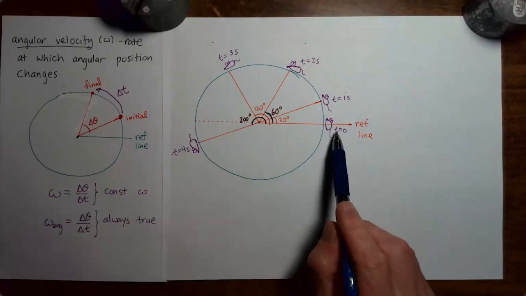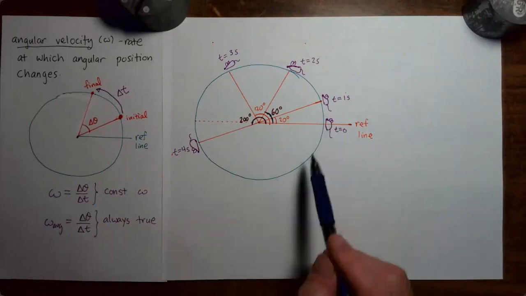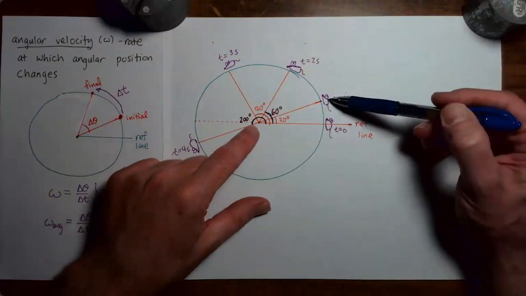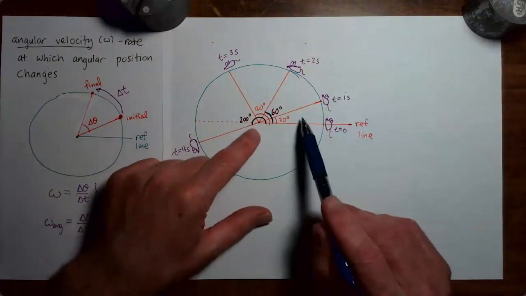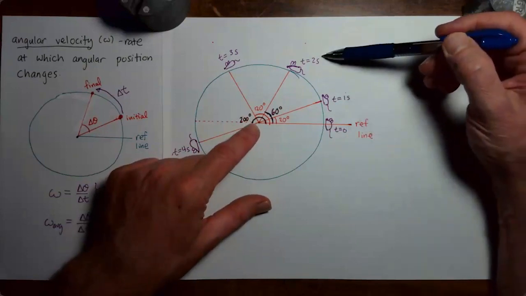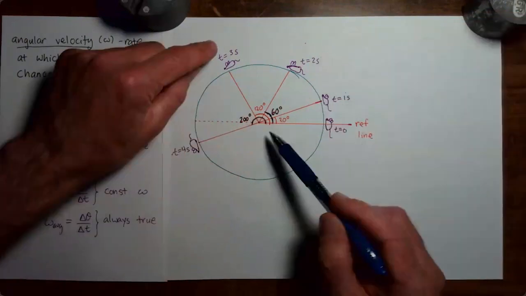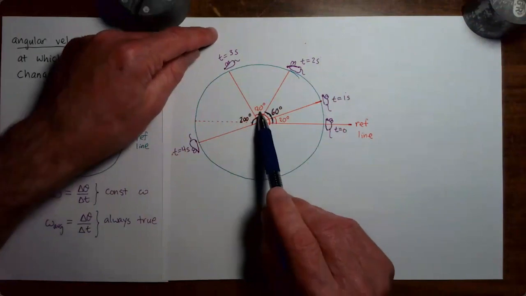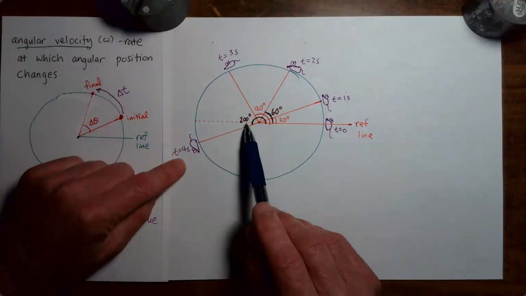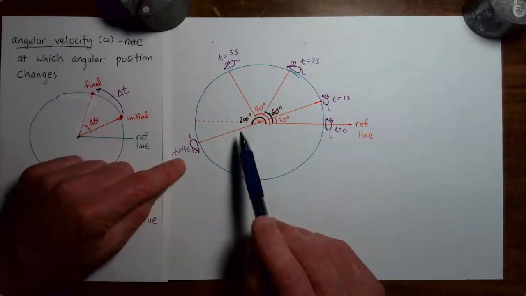At time equals 0, the mouse is at the reference line. At time equals 1 second, the angular position of the mouse with respect to the reference line is 20 degrees. At time equals 2 seconds, the angular position is 60 degrees. At time equals 3 seconds, the angular position is 120 degrees. And at time equals 4 seconds, the angular position is 200 degrees.